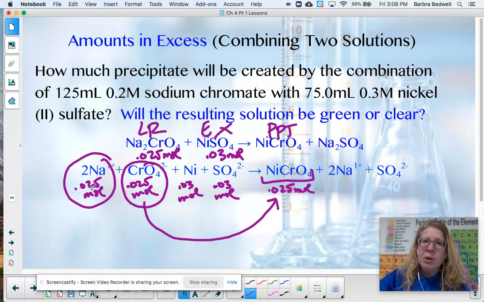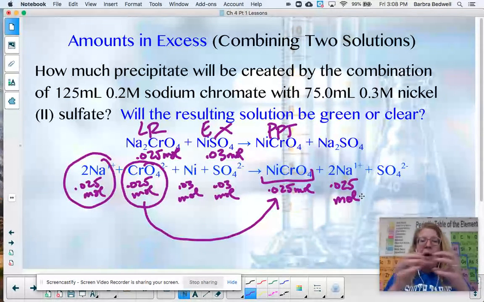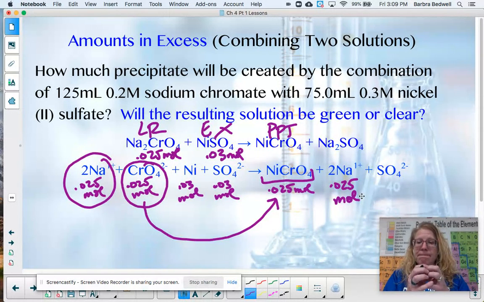Now, what happened to our sodium? Okay, this is where the ionic equation piece actually kind of does help, right? I started with sodium ions. None of my sodium ions actually got used. They're still there. 0.025 moles. And they are still running around as sodium ions, swimming in the pool. All of the chromate got used up and is bound up now in the precipitate. 0.025 moles of precipitate got used.